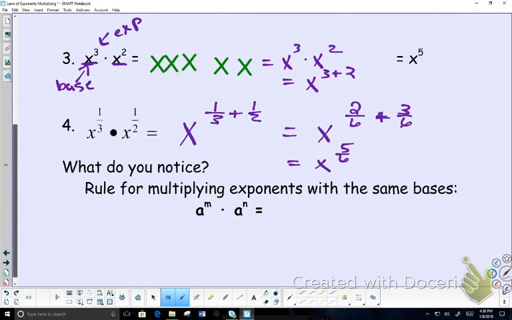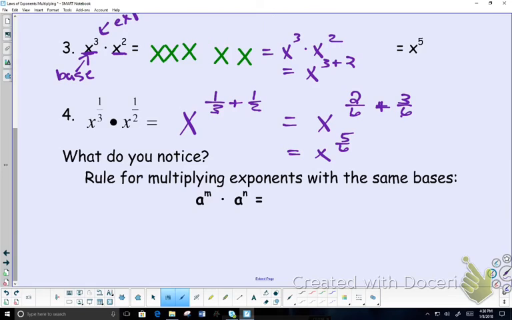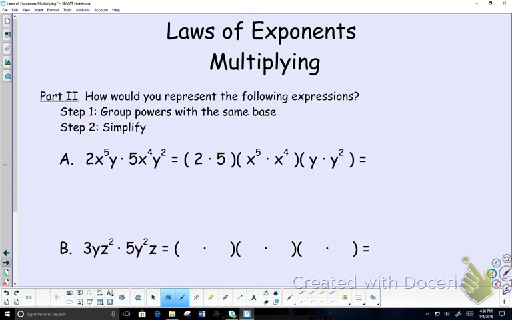Okay? So what we're noticing at this point is the rule for multiplying when you have exponents with the same base. So notice, I've got the same base of a. That means I take my exponents and I add them. So that would be a to the m times a to the n equals a to the m plus n. So let's practice a few. They get, of course, a little more complicated, so let's see how this works out.